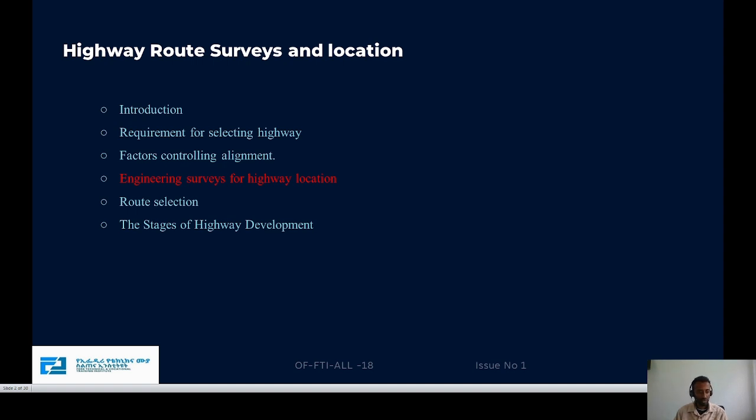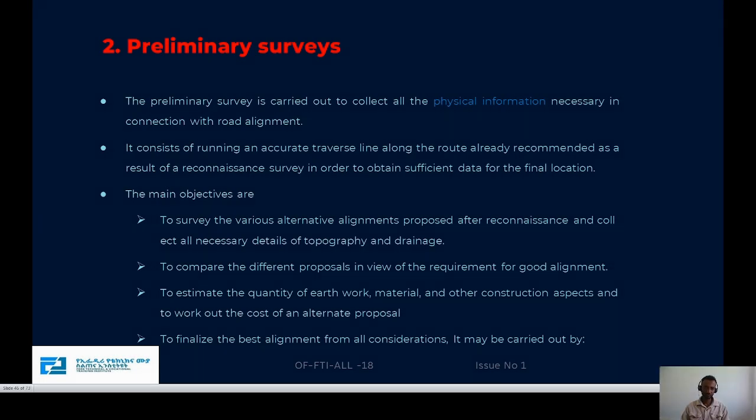We also start the engineering survey for highway locations. There are four major highway route surveys. The first one is the reconnaissance survey, the second is the preliminary survey, the third one is the final location survey, and the construction layout survey is very important in route surveying. So today we will deal with the preliminary survey.